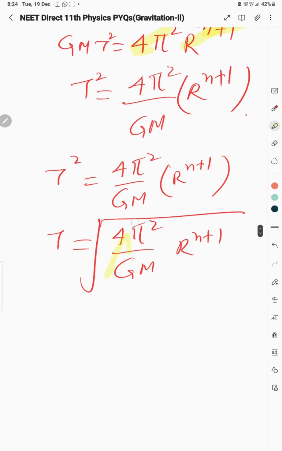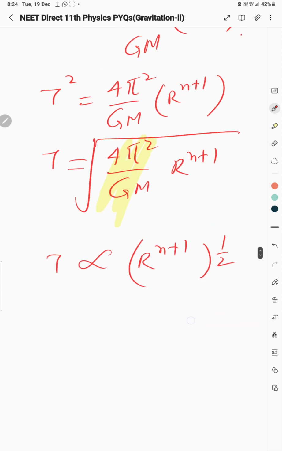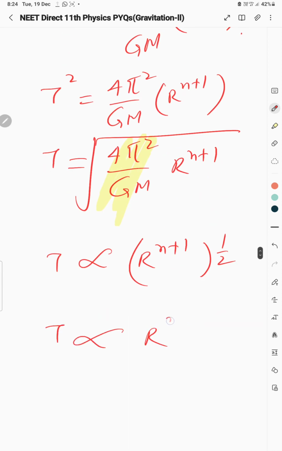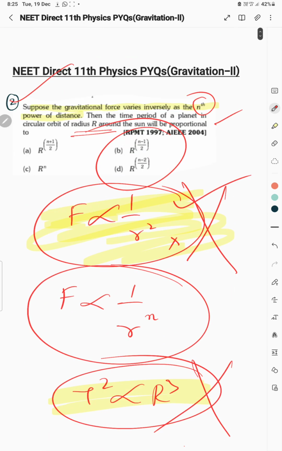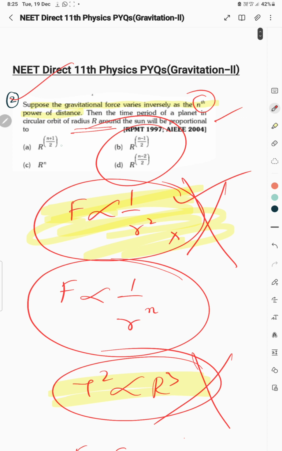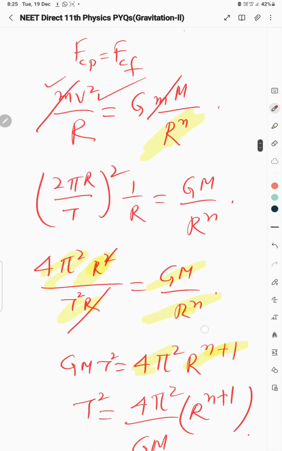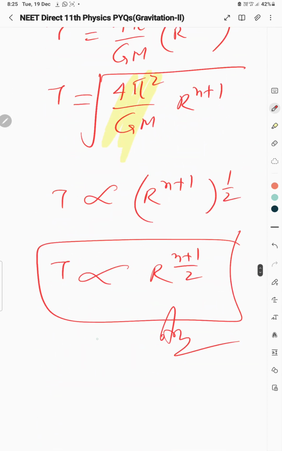Since this whole stuff is constant, leave it. You have t proportional to r power 1 by n plus 1 whole power 1 by 2. It means t is proportional to r power n plus 1 by 2. So this is the option for this problem, r power n plus 1 by 2, option A. So option A, which says r is proportional to n plus 1 by 2, is the correct option for this problem.